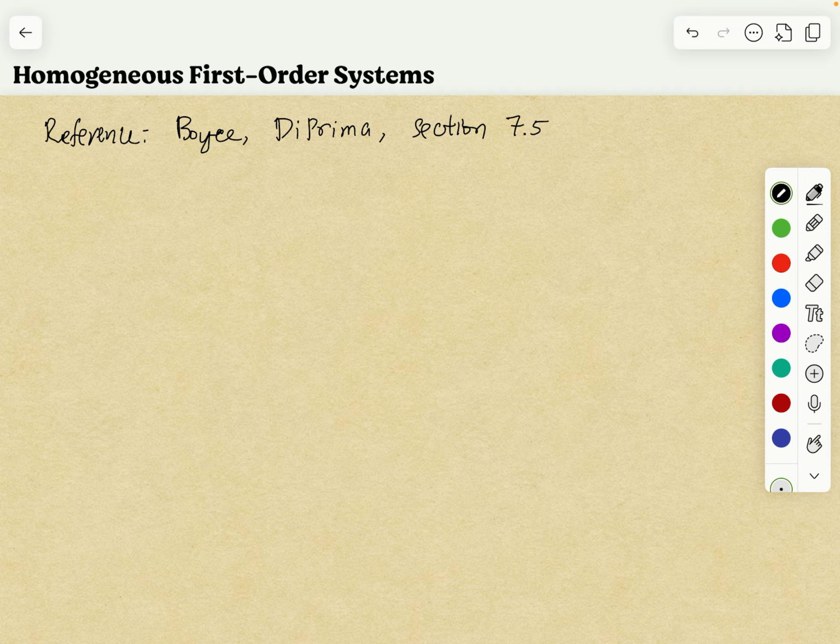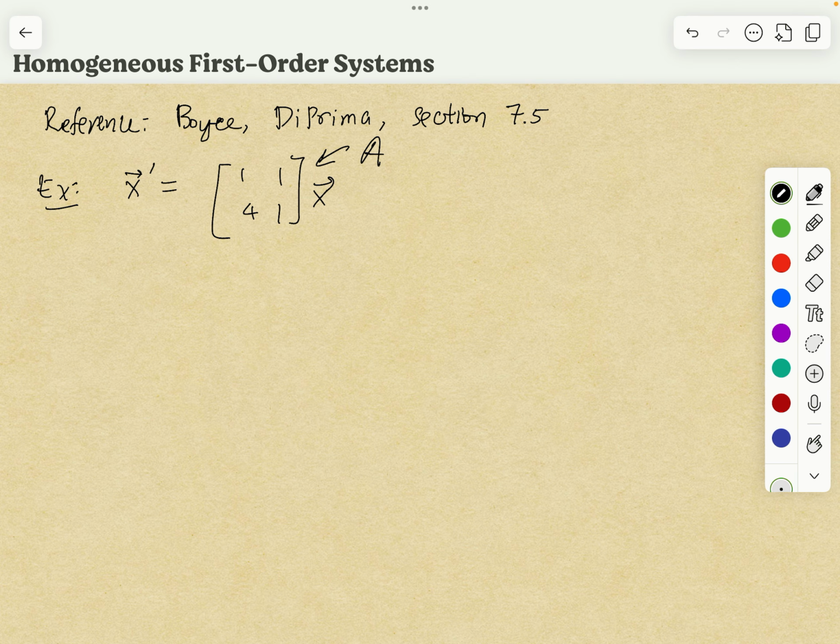So I'm going to use this example of solving the equation x prime equals the matrix 1, 1, 4, 1 times x. Let's call this matrix A. Okay, so what we're doing is we're trying to find x, right? We're trying to find this vector.